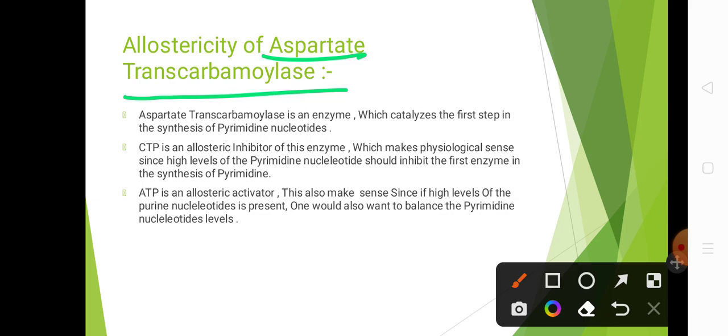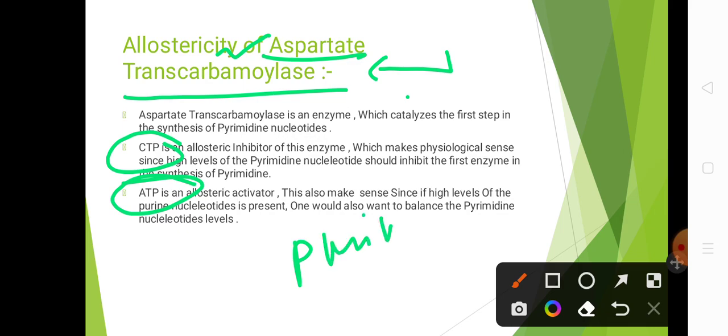Because if the cell has a high amount of pyrimidine nucleotide, then why would it turn on the de novo pyrimidine nucleotide synthesis pathway, right? So that is the idea. In that case CTP plays the role of allosteric inhibitor, and it will block this enzyme aspartate transcarbamylase. Okay, and when aspartate transcarbamylase needs to be allosterically activated, the situation will be when there is a high amount of purine nucleotide present in the system.